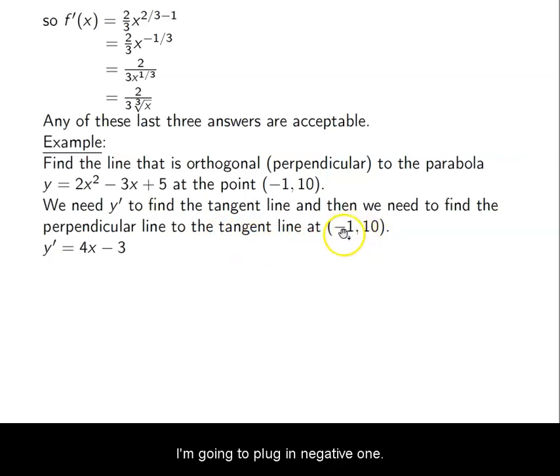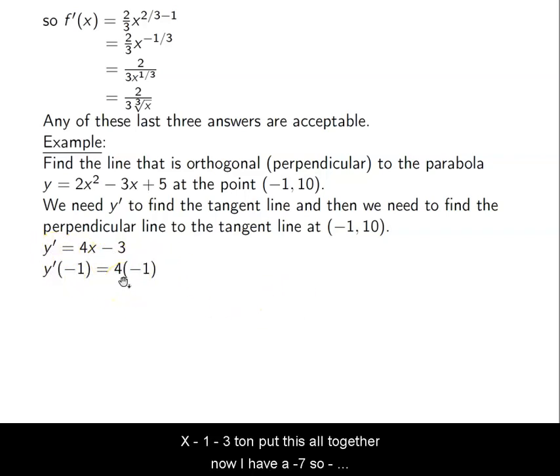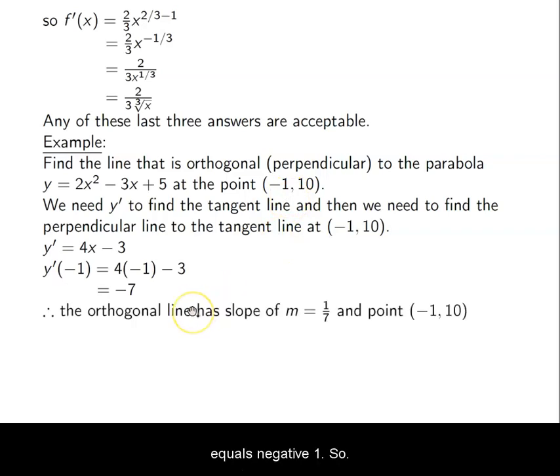So I'm going to plug in -1 to my tangent line. So I'll have 4 times -1 minus 3. So I'm going to put this all together. I'll have a -7. So -7 is the rate that my function is changing at the point x equals -1.